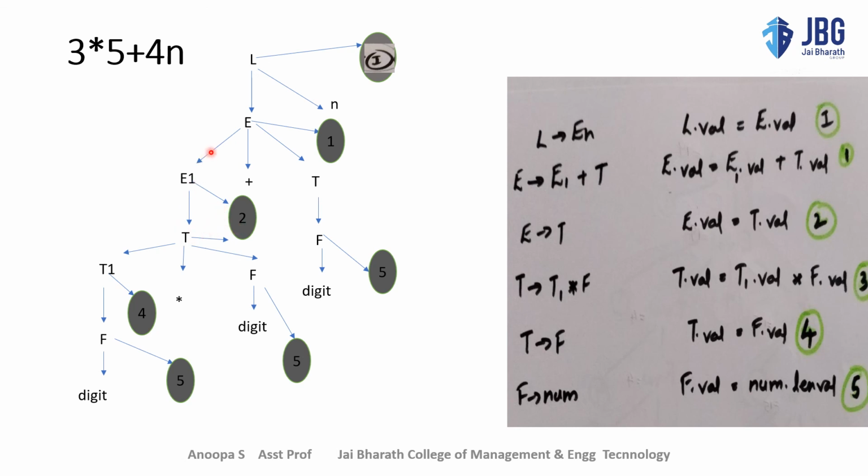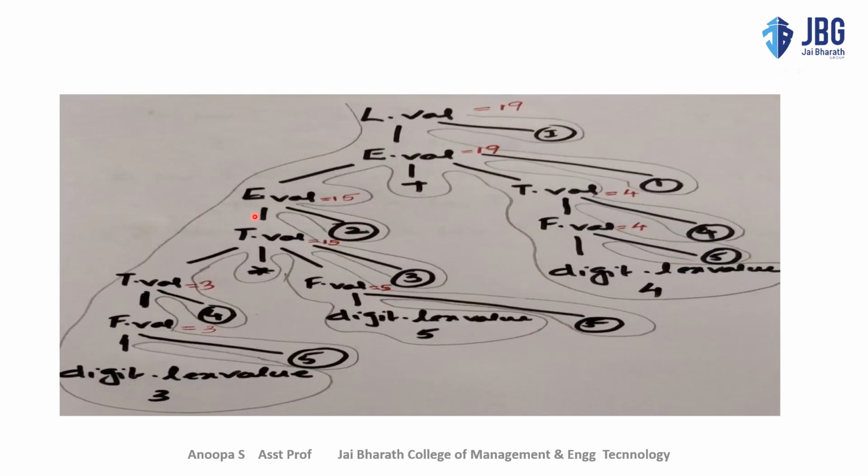So this way we will move on, and for the valuation, I am moving from down here. I reach and I got the value 3 as a result of 5, and I substituted the value 3 here. Then again I got 4, and I substituted the value 3 here. Then again coming down I substituted value 5, and I got 3 into 5 as 15 here, right? This is a semantic action tree. Now again moving on, I got value 15 as a result of 2.